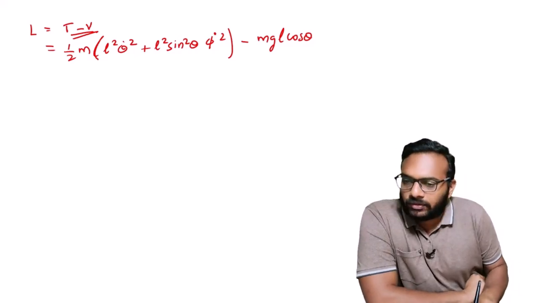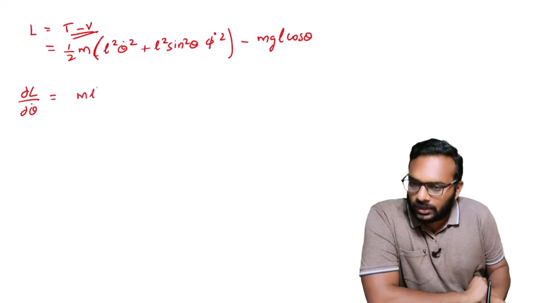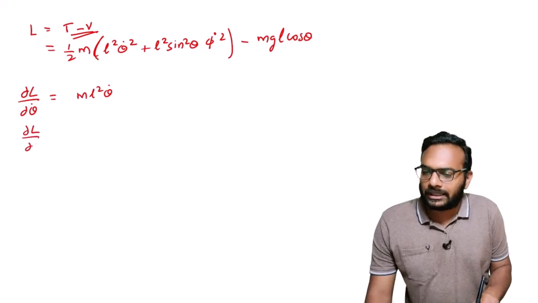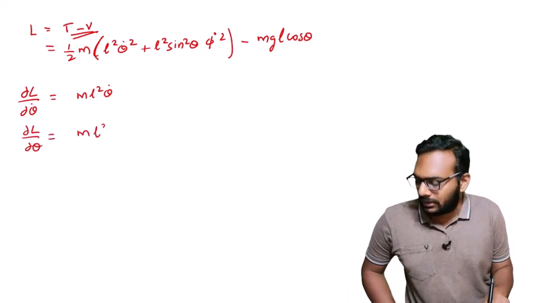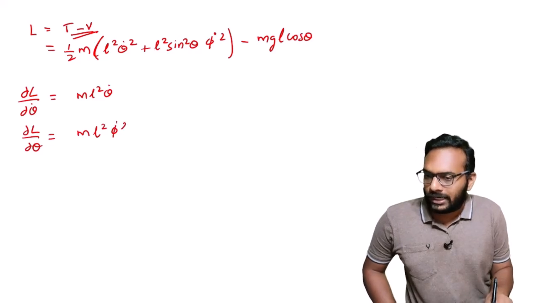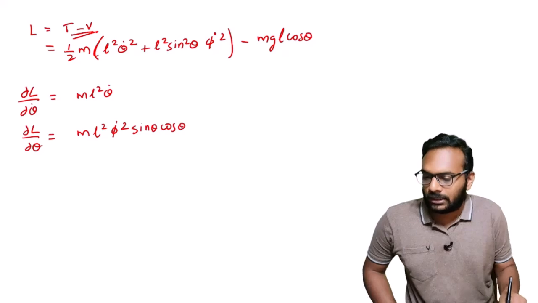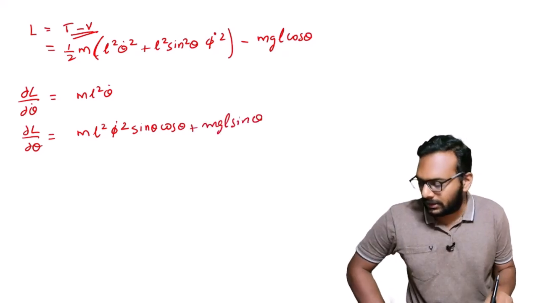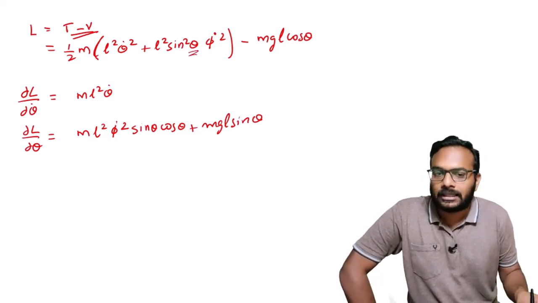Now it's just a matter of finding ∂L/∂θ dot. That's equal to ml² θ dot. And ∂L/∂θ is equal to ml² φ dot² sin θ cos θ plus mgl sin θ. That's ∂L/∂θ. You can just check because there's a θ here and there's a θ over there.